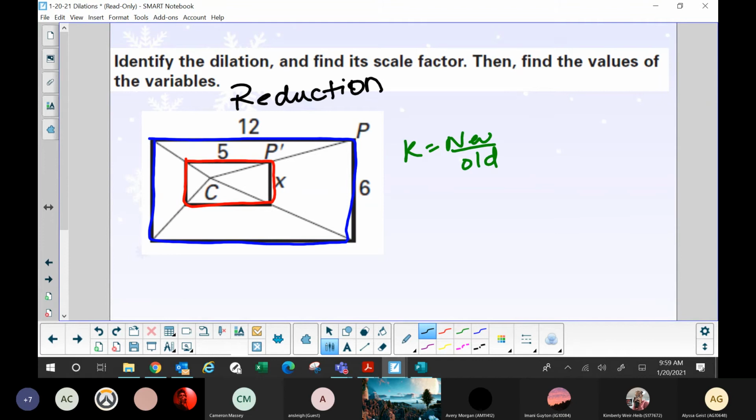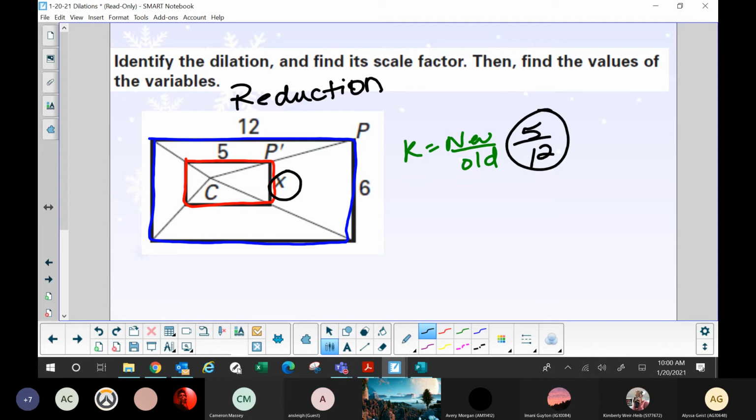Okay, so all you have to do here is compare side lengths. So we have new over old. A new side length would be 5, and an old side length would be 12. Those match up. So this would be your scale factor, 5 over 12. And it says to find X.